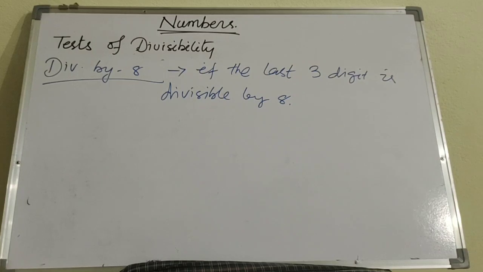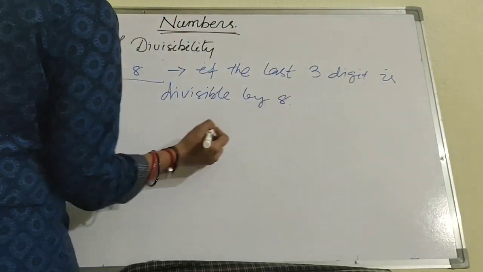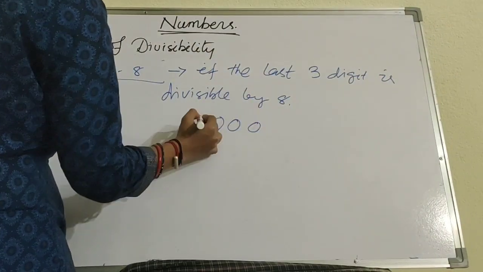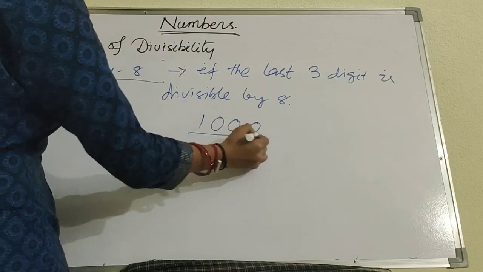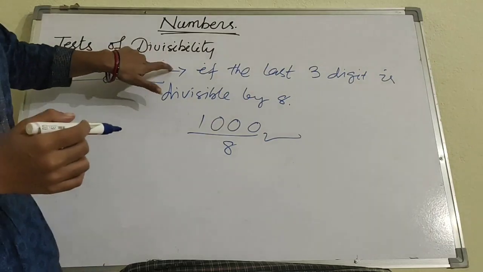This one is divisibility by 8, and the rule for 8 is if the last 3 digits of any number are divisible by 8, that means the number is divisible by 8. Another one is if the last 3 digits are 000, that means that number is divisible by 8. So let's take an example of this one.